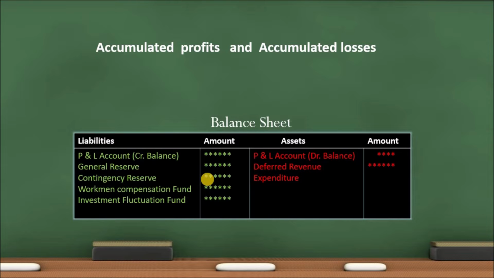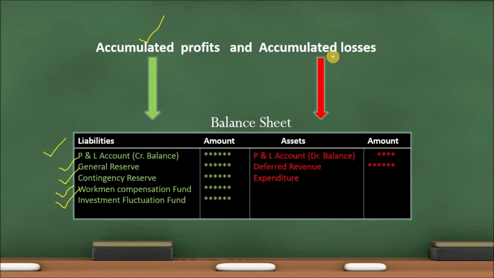So first of all, you should know where accumulated profits and losses are shown in the balance sheet. Accumulated profits are shown on the liability side of the balance sheet. The examples of accumulated profit are P&L account credit balance, general reserve, reserve fund, contingency reserve, workmen compensation reserve, investment fluctuation fund. So these are the examples of accumulated profit and they appear on the liability side of the balance sheet.